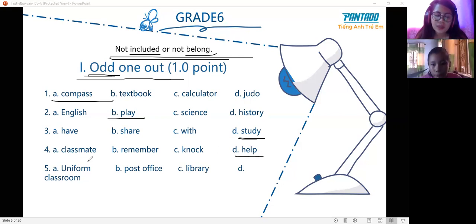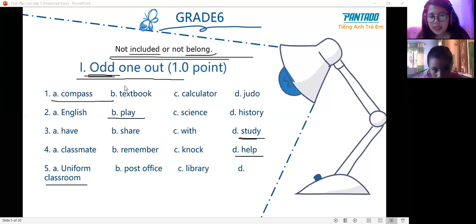Okay. Number five, which word is not belong to the group? Is it letter A, uniform, letter B, post office, letter C, library, or letter D, classroom? What letter is your answer, Han? Classroom. Okay. Let's find out if your answer is correct.